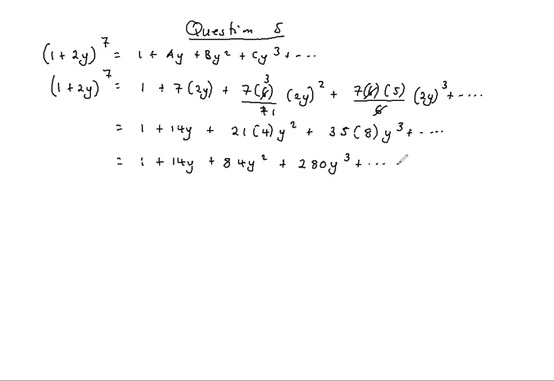Okay, so now we want to find a. So a is going to be 14, the coefficient of y. b is going to be 84, the coefficient of y². And c is going to be 280, the coefficient of y³. It means that we've answered the question fully. Then we go to question 6.